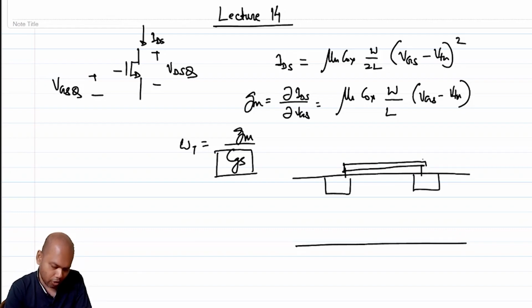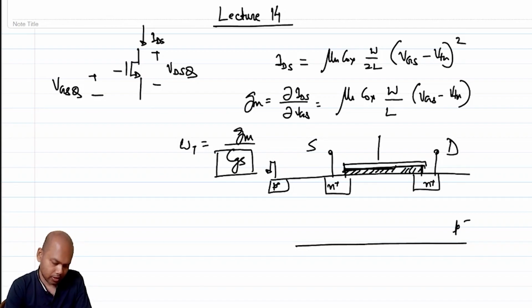This is the simplest form of an NMOS transistor. This is N plus, this is N plus, this is P minus. I am not showing the body bias, but it is assumed that the body is grounded. Let's say this is the source, this is the drain, and this is the gate.